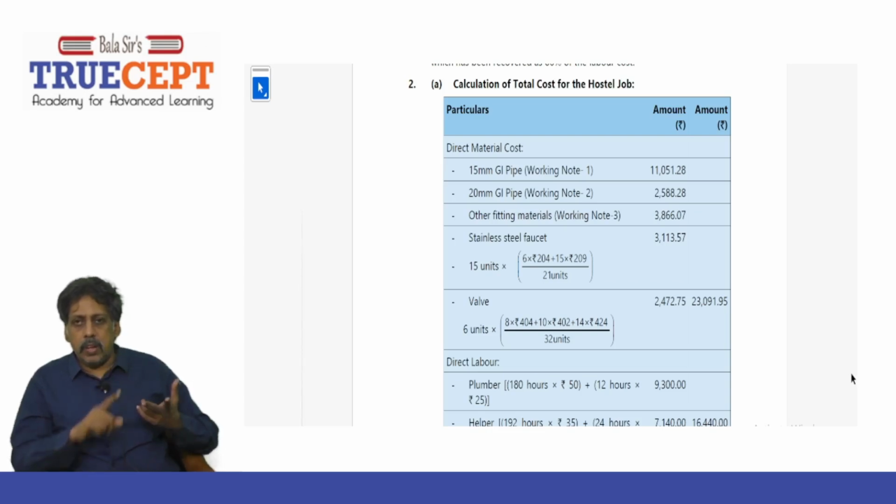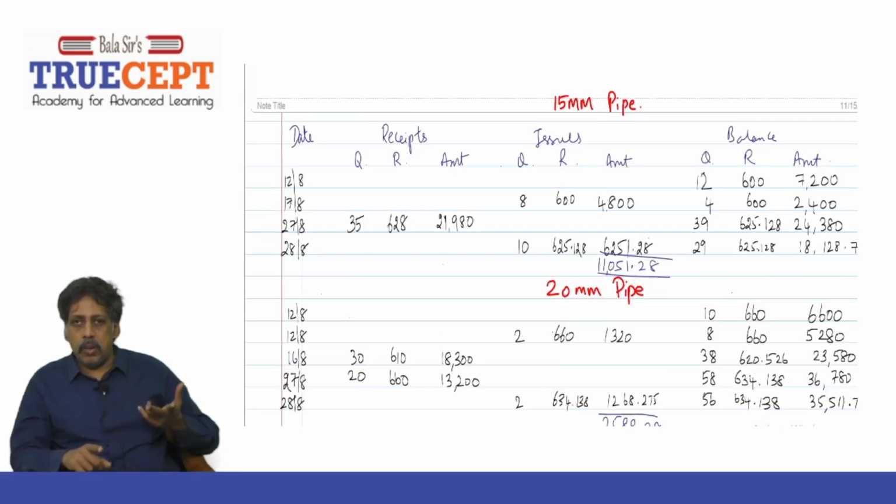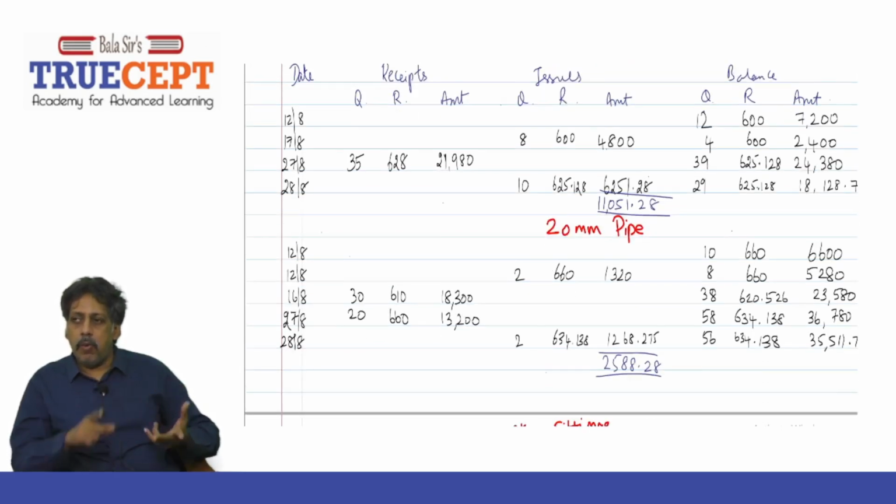So guys, please refer to the 3 charts we made. Even the total is now displayed on the screen. What is the total amount under issues for the 15 mm pipe? 11,051.28. And then for 20 mm?